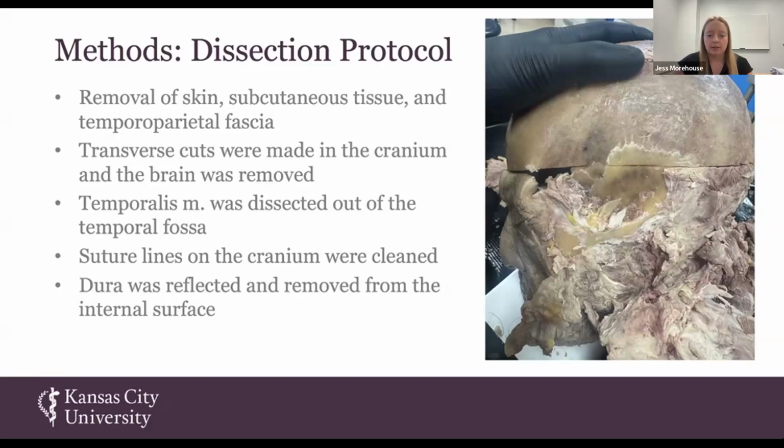Following removal of the brains for the first-year dissections, the dura was reflected from the internal surface, allowing visualization of the pterion on that internal surface and the groove for the middle meningeal artery.